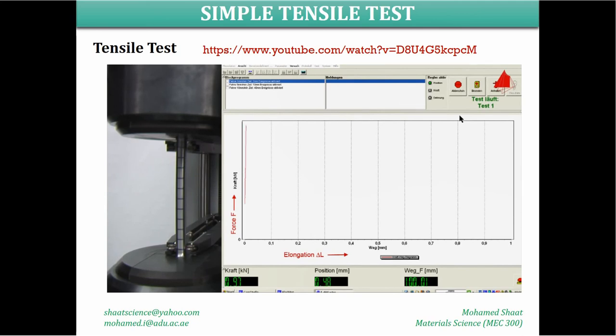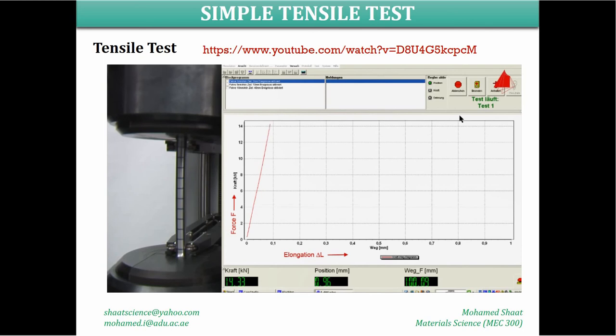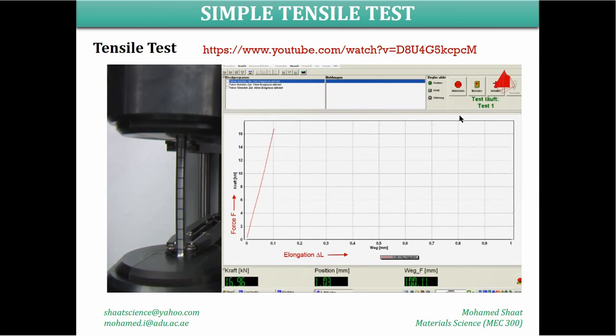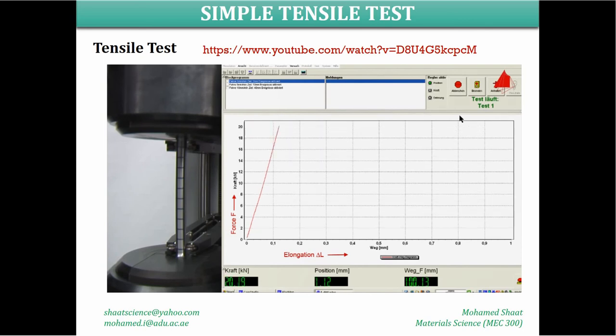the elongation delta L towards the right on the horizontal axis. At first, the force rises rapidly. Force and elongation are proportional and form a steep, straight line in the diagram. In this area, the material behaves elastically. If the test piece were to be unloaded from this area, it would spring back completely to its original length.